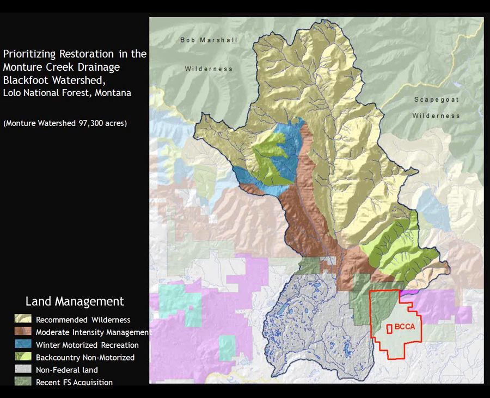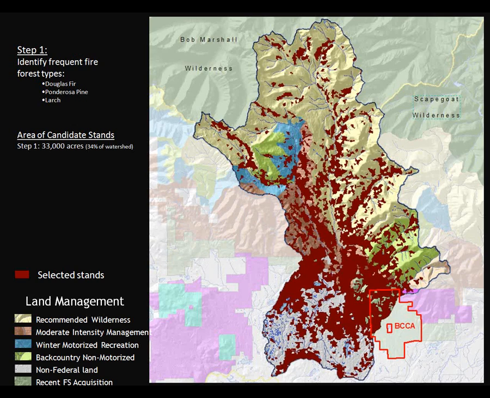Tom DeLuca and I originally developed this on a single watershed in the Lolo National Forest. This is the Montour Creek watershed. It's almost 100,000 acres, and we start out by just looking, as you can see in maroon here, that brown color. Those are the frequent fire forest types based on the land cover data that's available for the landscape. So if you just focus on those forest types, that's quite a bit of work to do.